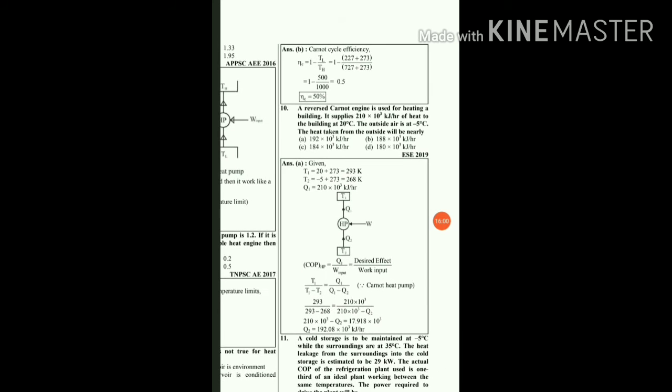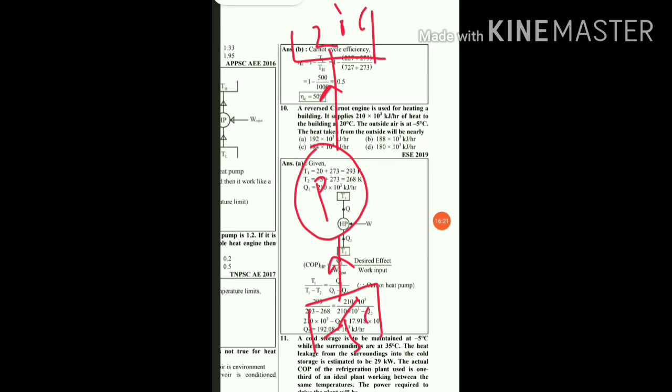The question says a reverse Carnot engine is used for heating a building, which means a reverse Carnot engine works like a heat pump, where it is used to heat the building. So it is a heat pump. It supplies heat to the building at 20 degrees Celsius. The building, which is at 20 degrees Celsius, is at the higher temperature, and the lower temperature is the outside, which is at minus 5 degrees Celsius. The heat supplied is 210 into 10 raised to 3 kilojoule per hour, and they have asked to find out the heat taken from the outside. So here W in will be the work input, and this will be the Q supplied.